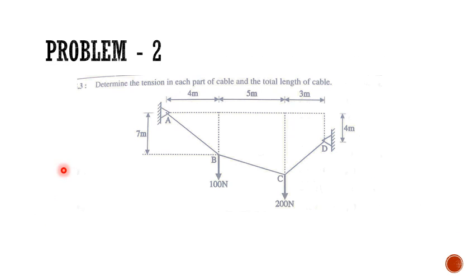Now the first problem that we are going to solve today: determine the tension in each part of the cable and the total length of the cable. So what is the difference between the previous problem and this problem? Here you can observe that the supports at A and D are not at the same level. There is a level difference between the supports. In the previous problem, both the supports were at the same level.